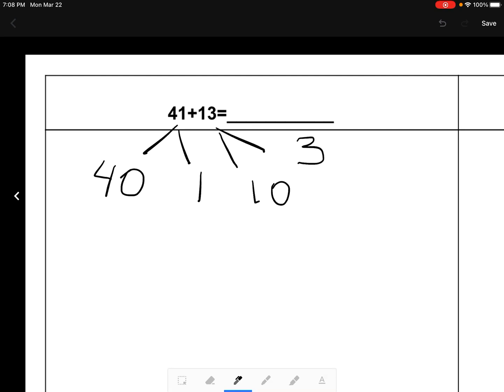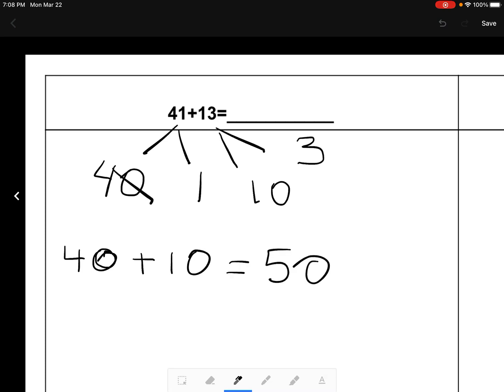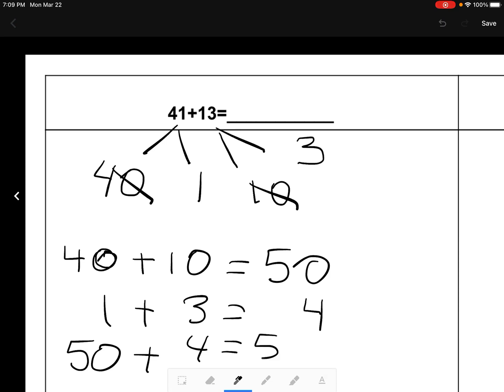Okay, my next step is to add my tens together. So I have 40 plus 10, and that gets me to 50. So I use my 40, I use my 10, now I add my ones. Now I have 1 plus 3, that gets me to 4. We didn't really talk a lot about lining up our digits, but that's important. Now, what I could do is I could just look at this and I could say 50 plus 4. If I really want to show all of my work, I'm going to even rewrite that one more time. 50 plus 4 is equal to 54. There's my answer.